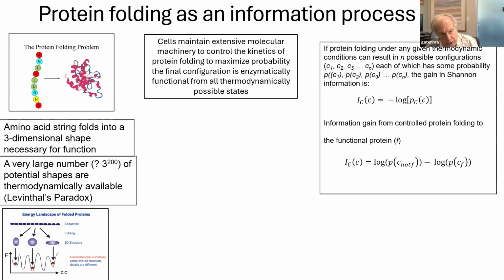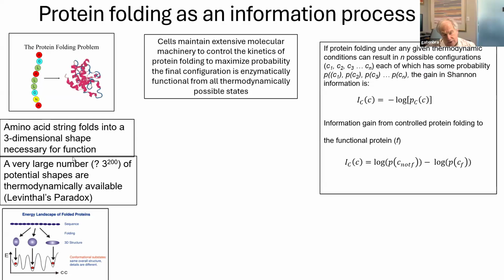The process of folding, if it's controlled simply by thermodynamics, is based on the interactions of the charges in the amino acids. And it's been shown, this is Levinthal's paradox, that a very large number of potential shapes can emerge from even 100 amino acids. And that is probably the smallest size of an enzyme. Many enzymes have 2,000 amino acids.